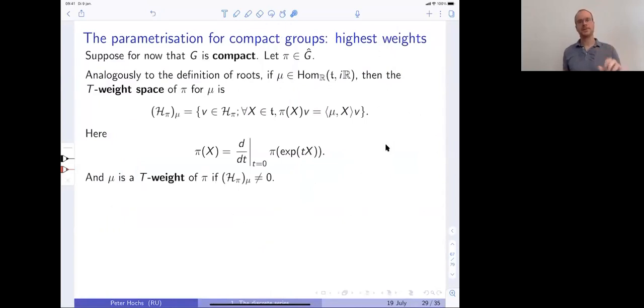I'll do this in two steps. First for compact G and then for non-compact G. For compact G, if we have an irreducible representation π, the notion I'm going to use is highest weight.